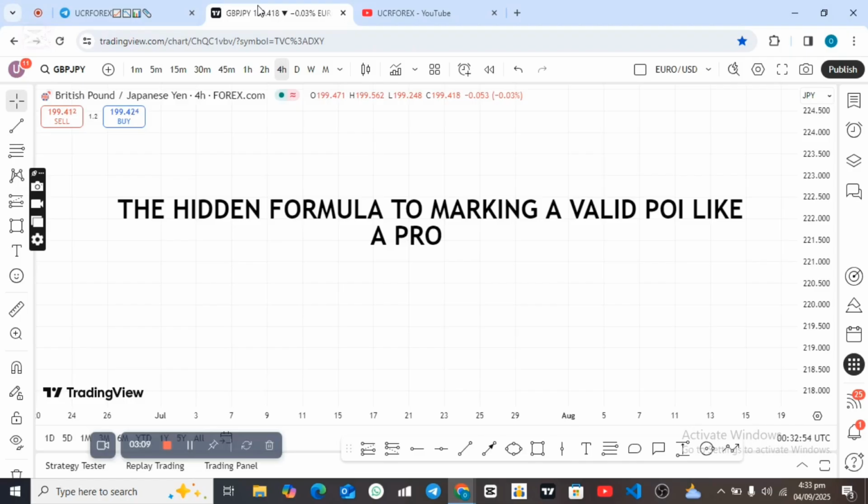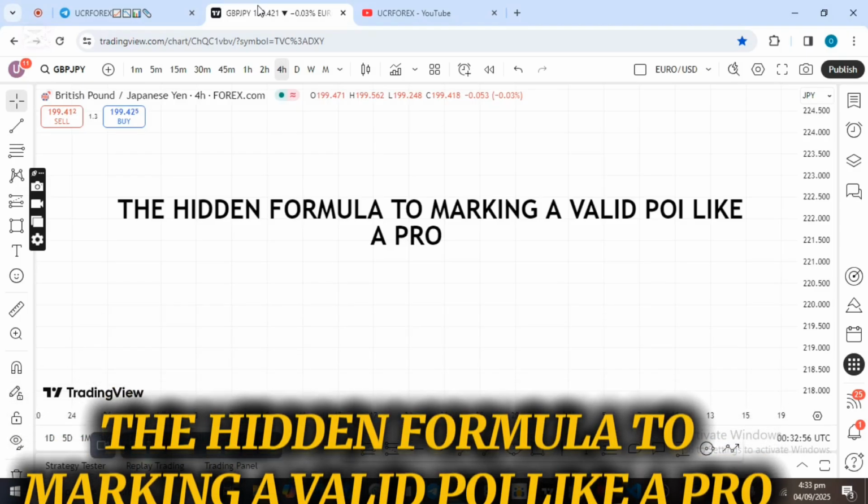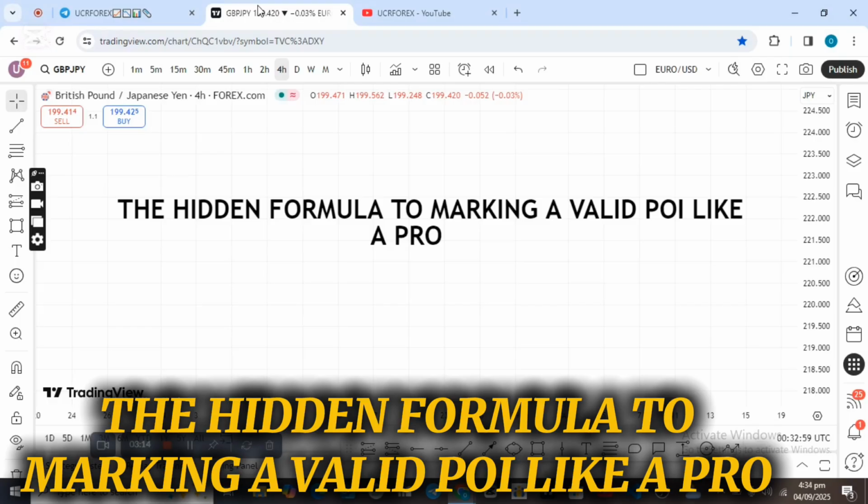Okay, so we are back to understanding the hidden formula to mark a valid POI like a pro.